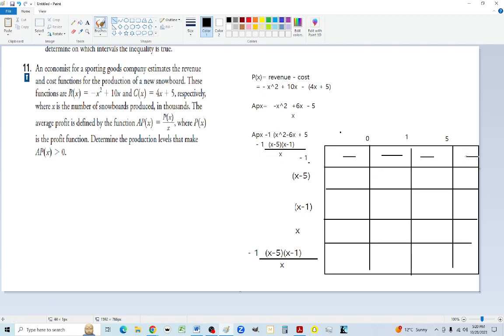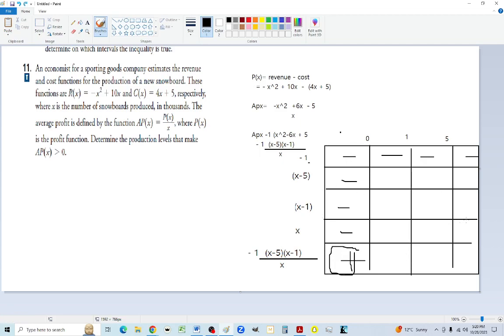Left of 0 would be minus 1, so we're talking about negative, negative, negative. And when I multiply all four things together, I get a positive. So that's above zero, everything below zero. But they're probably only concerned for production levels above zero, which they are. It's based on number of snowboards, but I don't think you can have negative snowboards. So that's what left of zero would represent, negative snowboards.